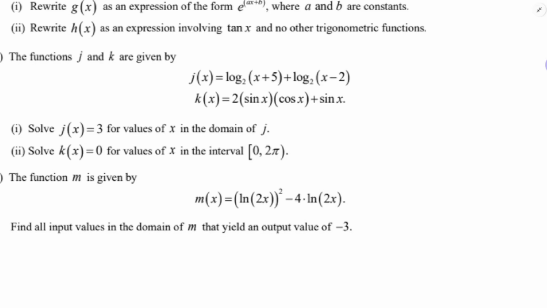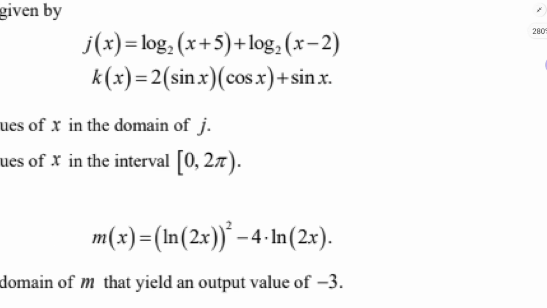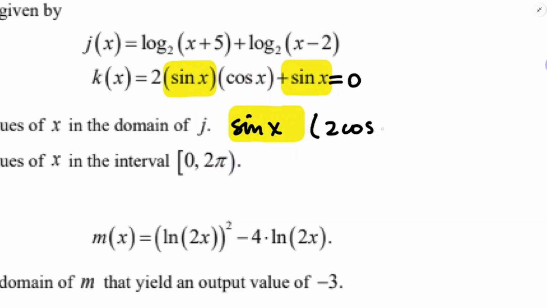B2 wants us to solve k of x equals 0. Okay, so I'm going to just set this thing equal to 0. I'm going to notice that both of these terms have a sine x in them, so I'm going to factor out the sine x multiplied by 2 cosine x plus 1, and that will equal 0.